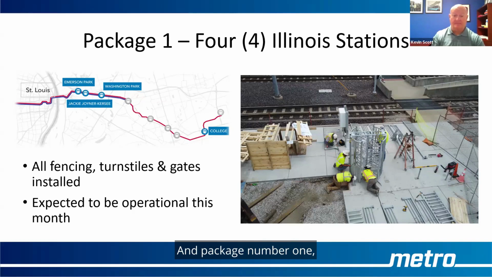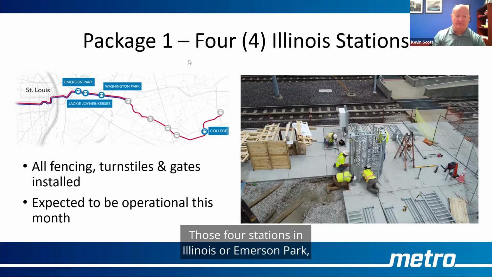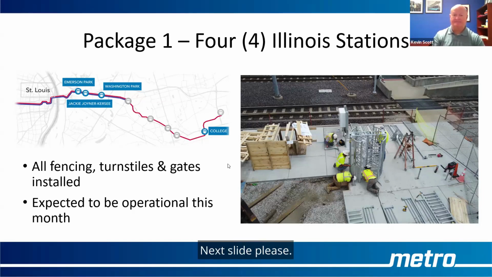And package number one, which is nearing substantial completion, we're hoping to have fully powered by mid-August. Those 4 stations in Illinois are Emerson Park, Washington Park, Jackie Joyner Kersey, and College. So this really is the genesis of the entire project. It gives us an opportunity to test the systems that we're putting in place, tweak the gates, the installation of the gates, learn from this process, and then operate the gates in a fully secure, impactful way as we work to build package number 2. Next slide, please.